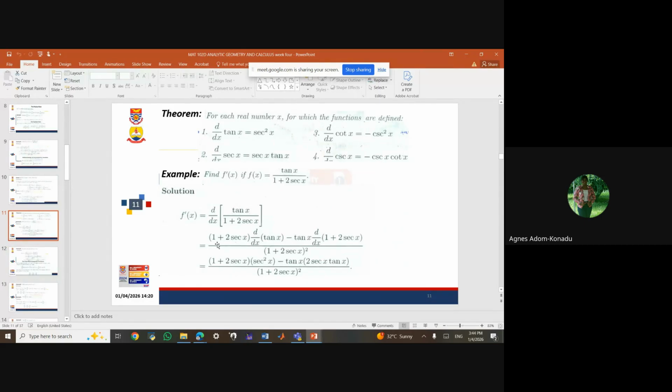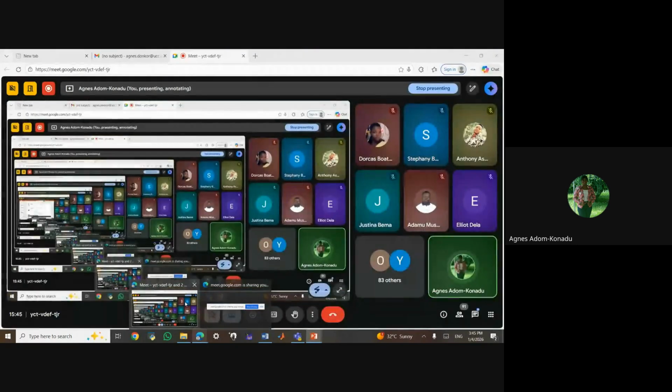Okay. So I have 1 plus 2 sec x. Differential of tan x is sec squared x. So I have sec squared x minus, I have tan x. Then I come here, differential of 1 is 0. So I'll differentiate this. This will give me 2 times the differential of sec x, and differential of sec x is sec x tan x. So I have 2 sec x tan x, all divided by (1 plus 2 sec x) squared. So we can simplify if it's possible to do that.